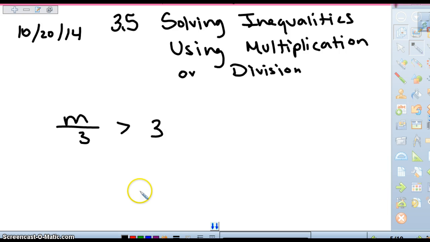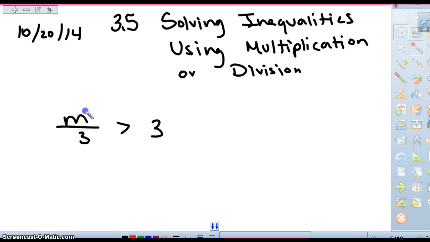Today we're talking about solving inequalities using multiplication. For a review, when we're solving an inequality, we want the variable by itself on one side of the inequality sign, just the way we did with equations. To do that, we need to use inverse operations.